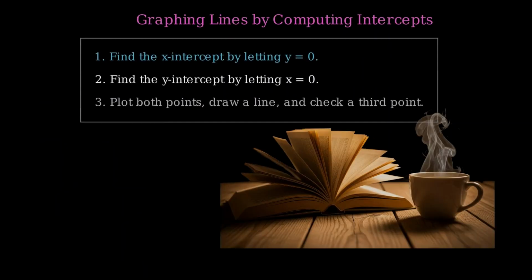To graph a straight line by computing the intercepts, first find the x-intercept by letting y equal 0, then solve for x. Next, find the y-intercept by letting x equal 0, then solve for y. Draw a set of axes, plot both intercept points, and draw a straight line through them. Finally, verify your work by checking a third point on the line.